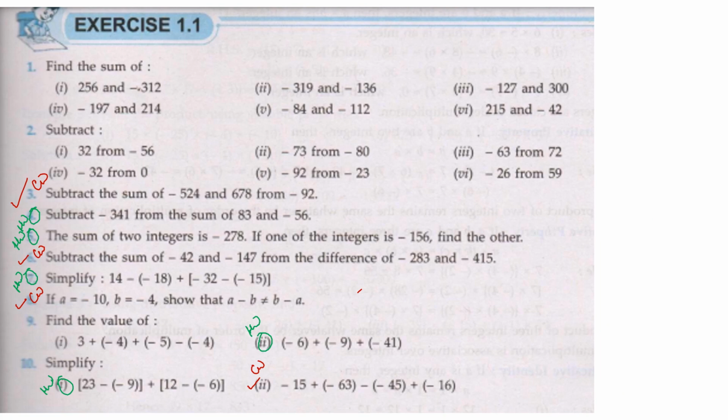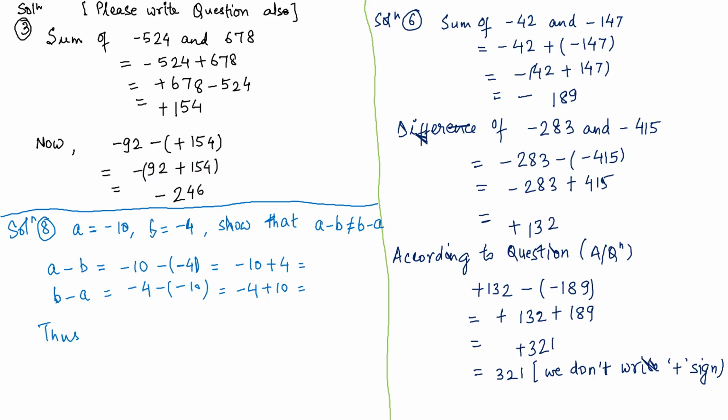Now moving on to exercise 1.1. Some of the questions we have already done. Continuing from question 3. The red ticked are your classwork and the green ones are your homework. Classworks are done here. You can see them. If any confusion is there, you can ask me. They are solved. Now question number 8 is saying you have to write the questions yourself.